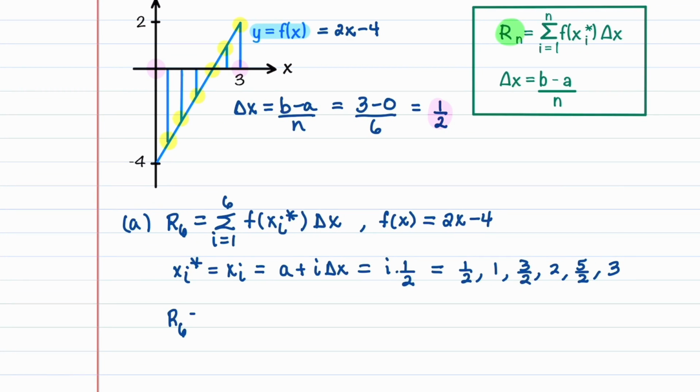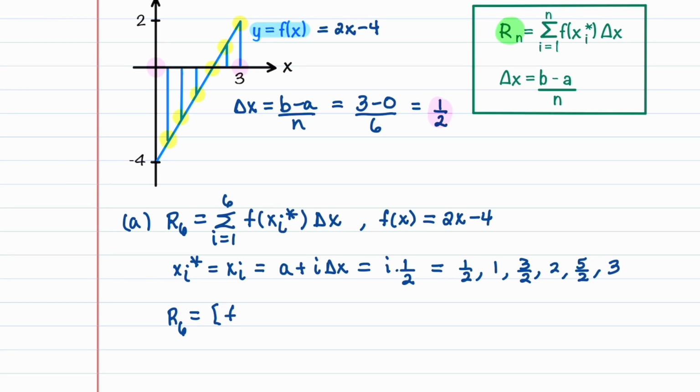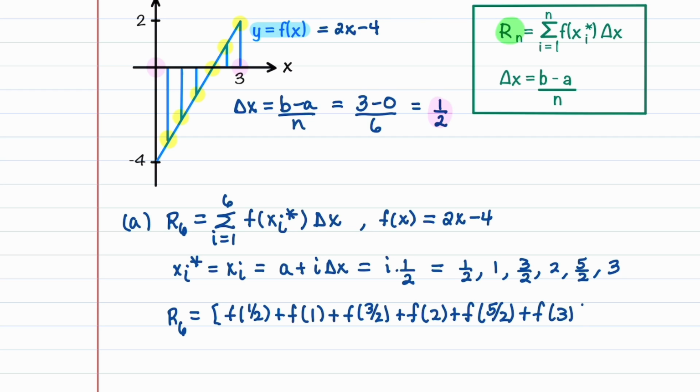R sub 6 is then equal to f at our first point, so that's f at 1/2, plus f at our next point, which is 1, plus f at 3/2, plus f at 2, plus f at 5/2, plus f at 3, and then all of this is multiplied by delta x, which we already calculated to be 1/2.